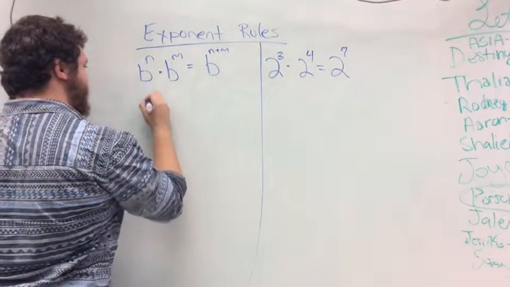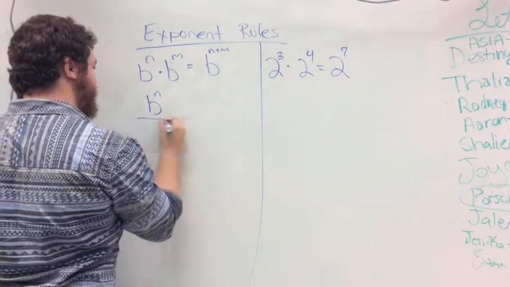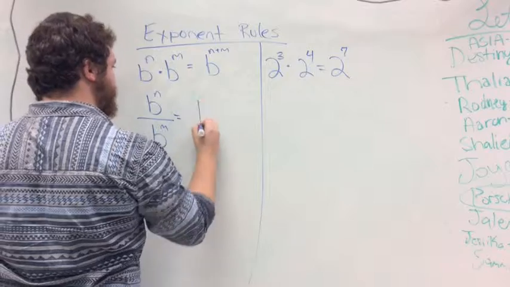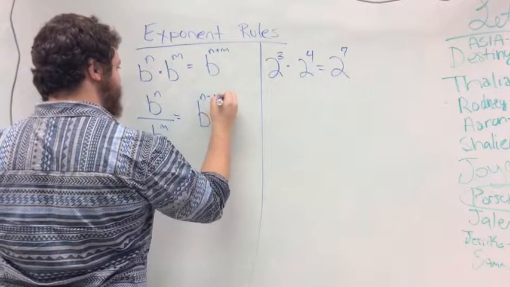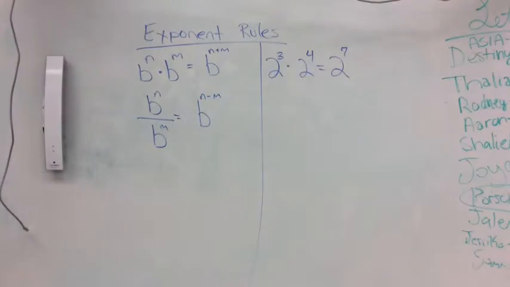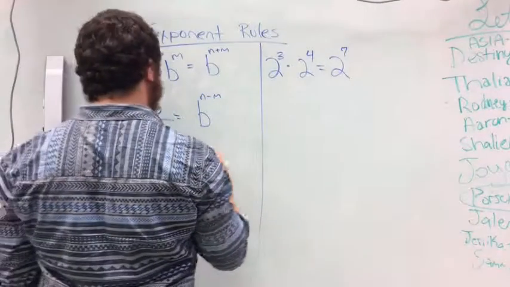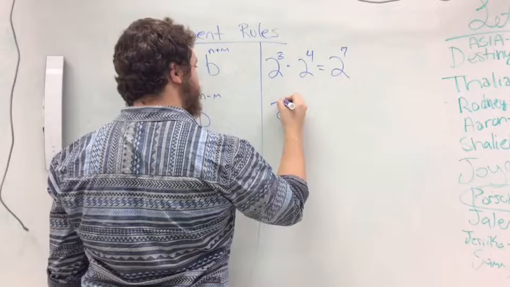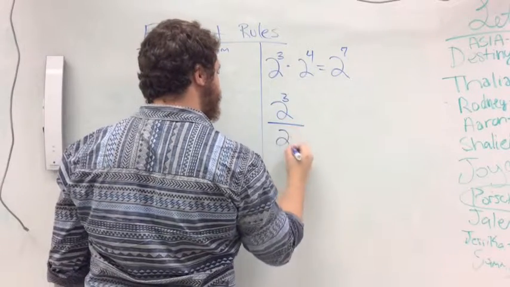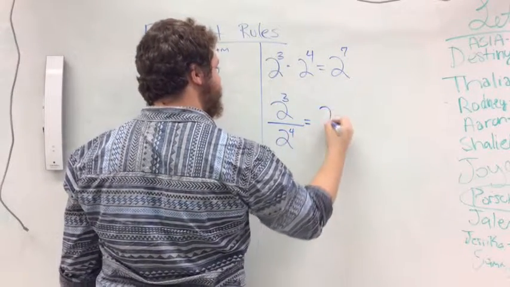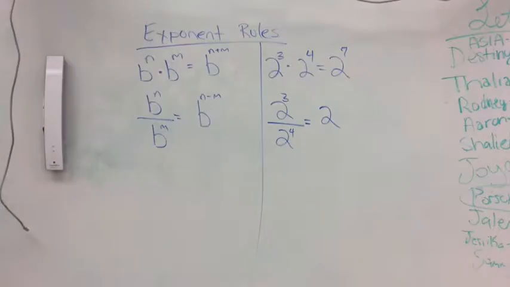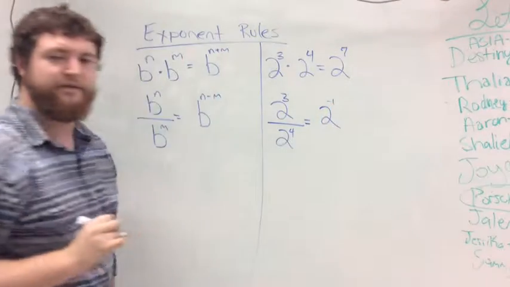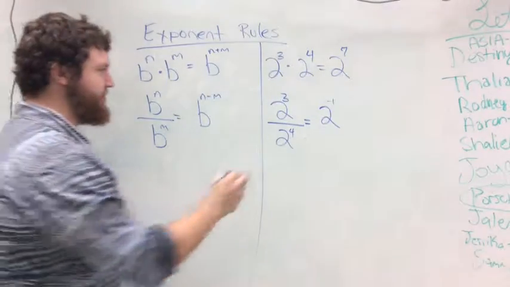Let's see what happens when you divide. b to the n over b to the m equals b to the n minus m. So if I have 2 to the third over 2 to the fourth, I'm going to do the same numbers, I get 2 to the what? It's going to freak you out: 2 to the negative 1. That's okay. It's okay to have a negative. But we're going to talk about what this means.